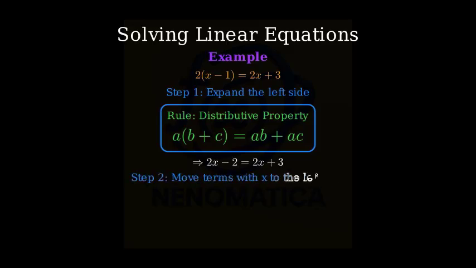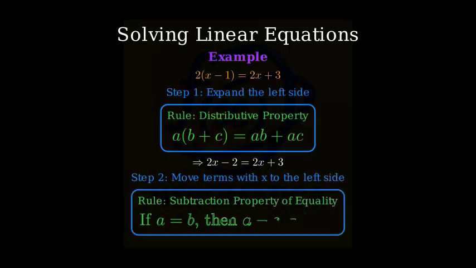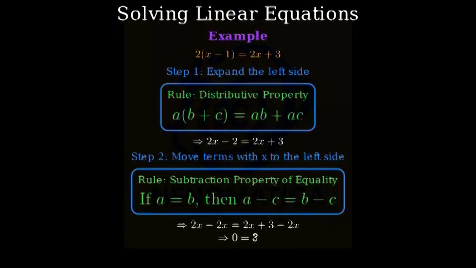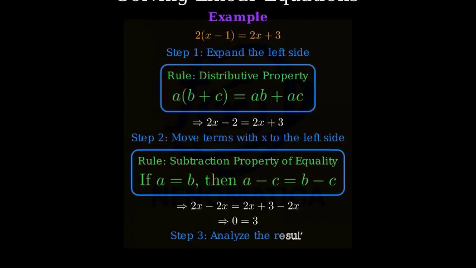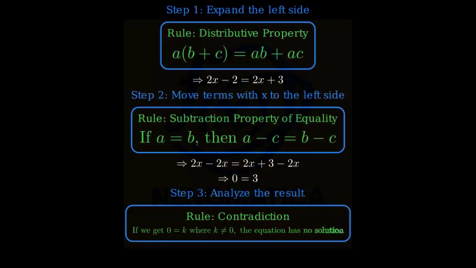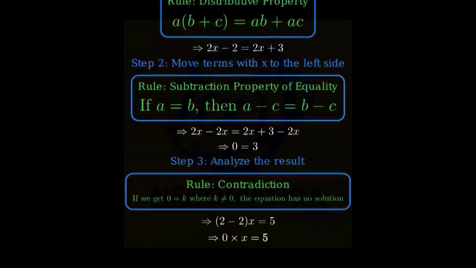Now, we'll move all terms with x to the left side and all constant terms to the right side. We subtract 2x from both sides. We've reached 0 equals 3, which is clearly a contradiction. This means the equation has no solution.